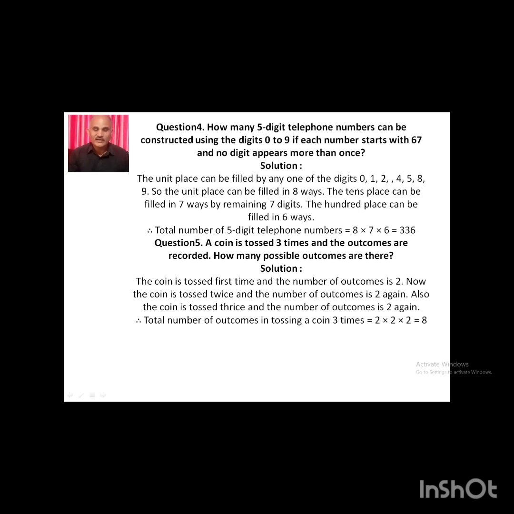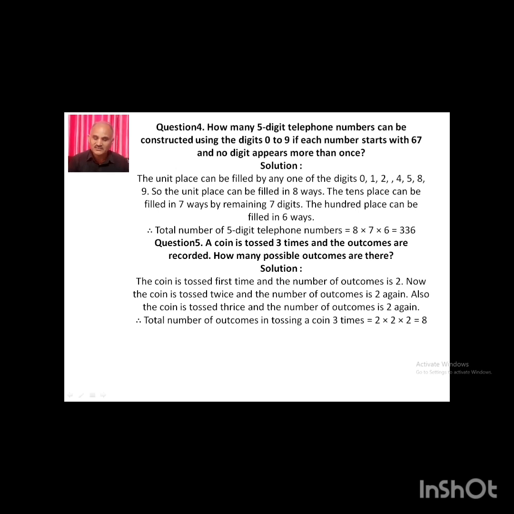Question number 4, how many 5-digit telephone numbers can be constructed using the digits 0 to 9, if each number starts with 67 and repetition of digits is not allowed? So children, check this now. The unit place can be filled by any one of the digits 0, 1, 2, 3, 4, 5, 8 and 9, so the unit place can be filled in 8 ways, and the 10th place can be filled in 7 ways, and the remaining, that is the 100th place, can be filled in 6 ways. So the total number of 5-digit telephone numbers is equal to 8 multiplied by 7 multiplied by 6, which is equal to 336, because 6 and 7 are the digits which are fixed.